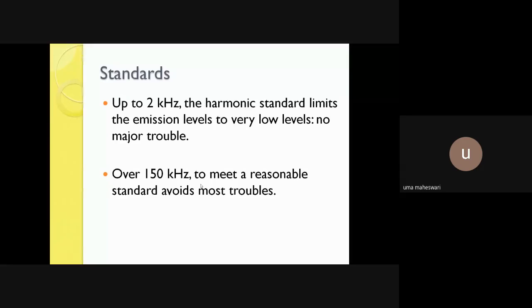Up to 150 kilohertz, the harmonic standards limit the emission level to a very low level, so no major trouble can happen. Above 150 kilohertz, meeting the reasonable standards avoids most troubles. So we have to be very careful if the frequency is very high.